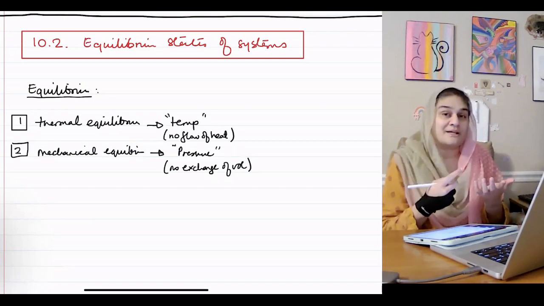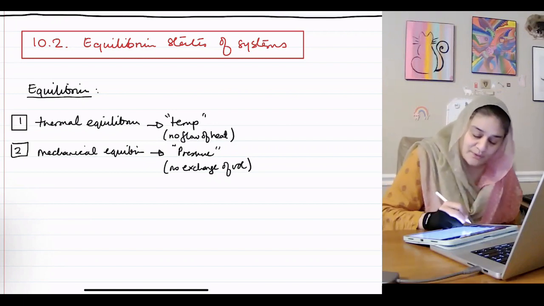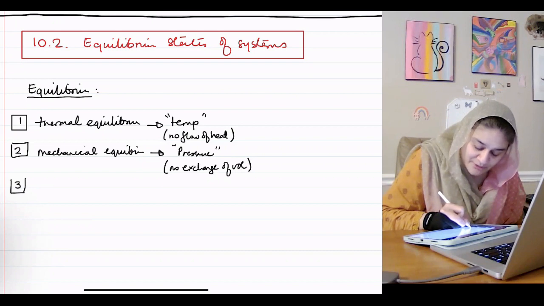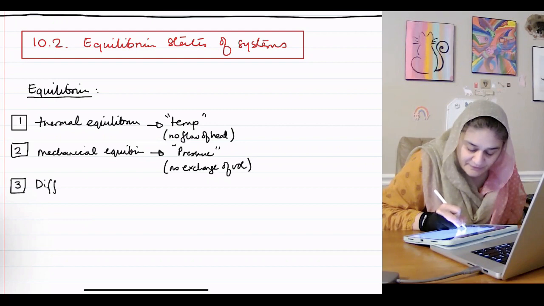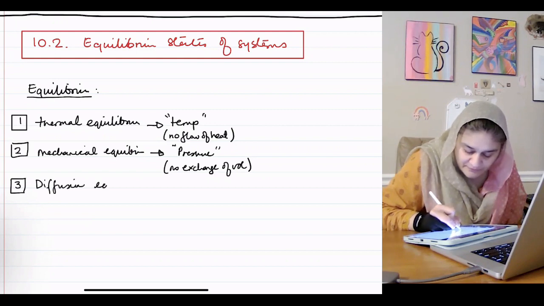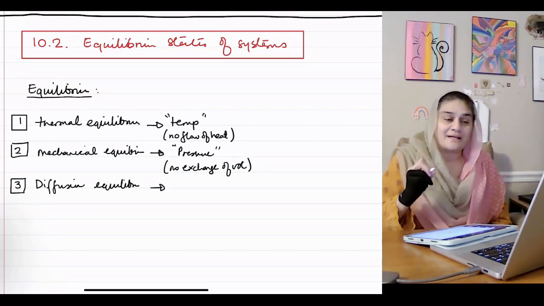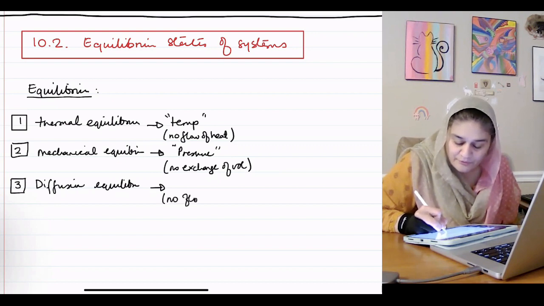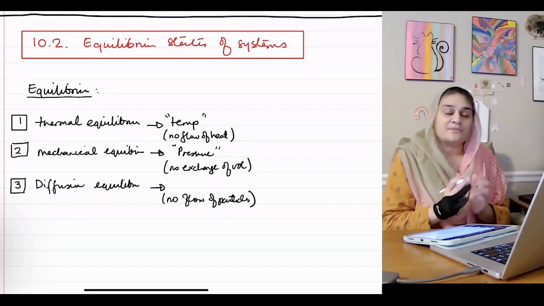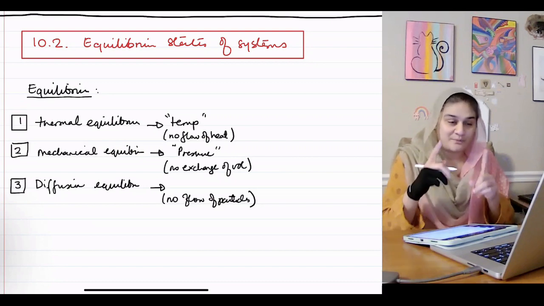Now, the next question is, what happens when there is no flow of particles? In this case, we will introduce a new equilibrium, which I'm going to call diffusive equilibrium. And in this case, there is no flow of particles. So I have not given you an actual thermodynamical identity. We will get to that in a second.